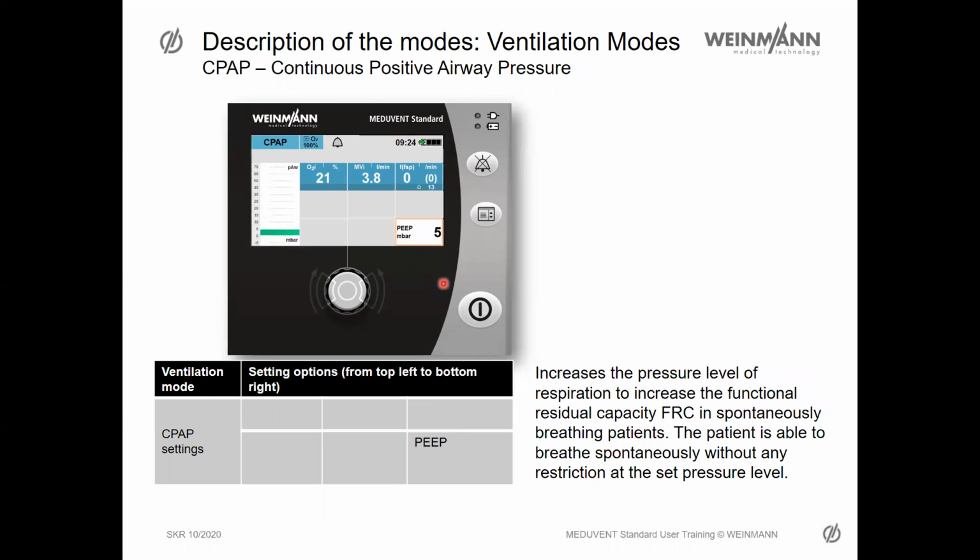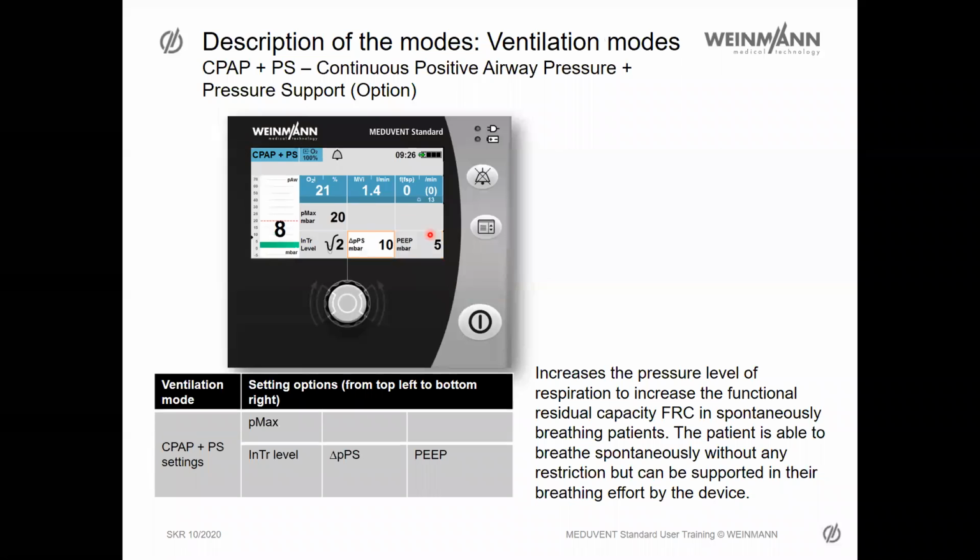The CPAP without pressure support, so the normal CPAP, you only have to set the PEEP on the device. And as an option, we have the CPAP plus pressure support. Here you can set the delta PPS, so the PS, the pressure support, is above the PEEP level.